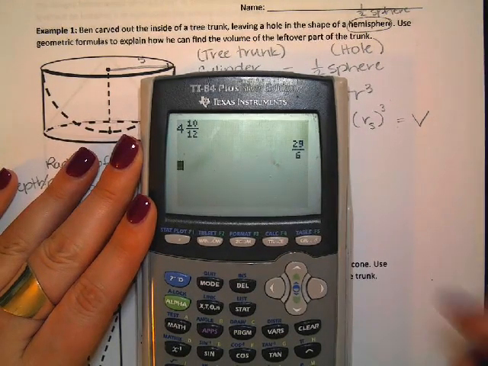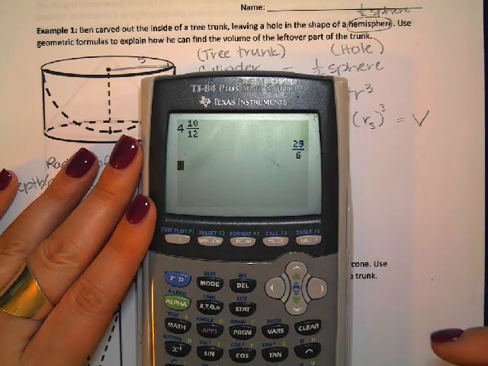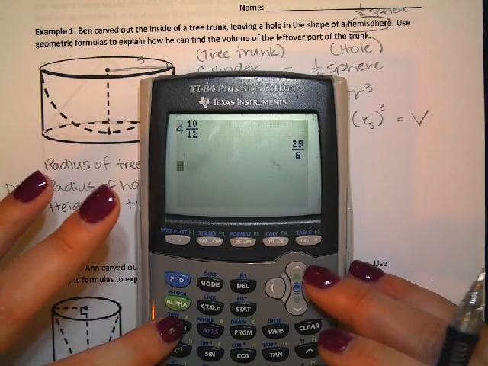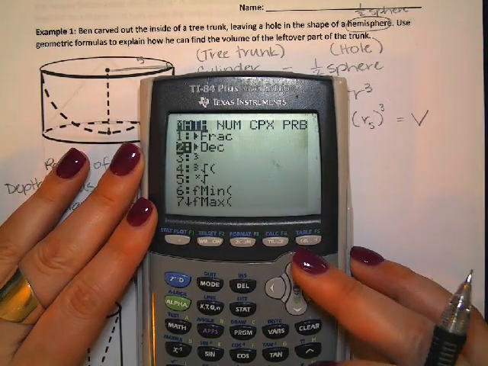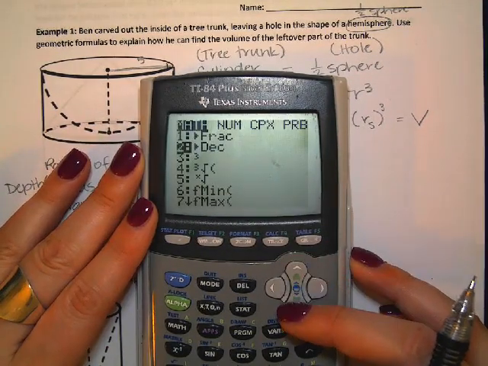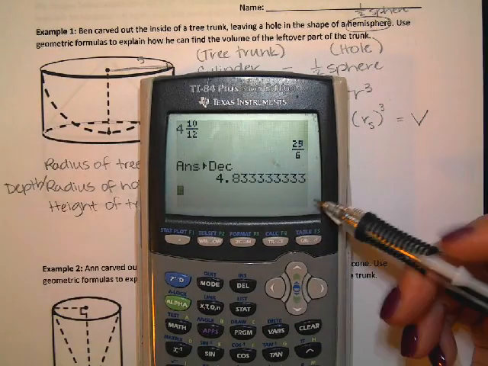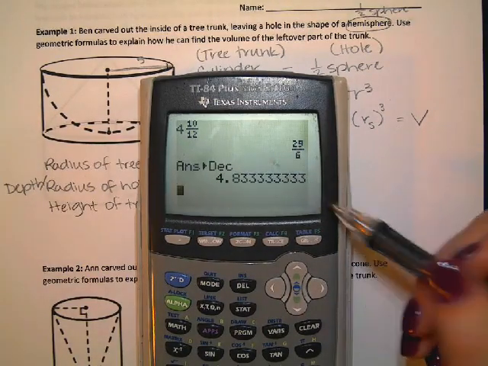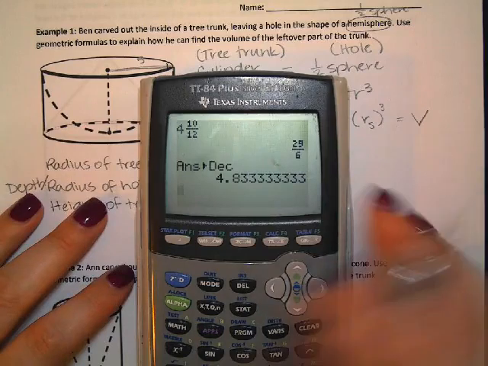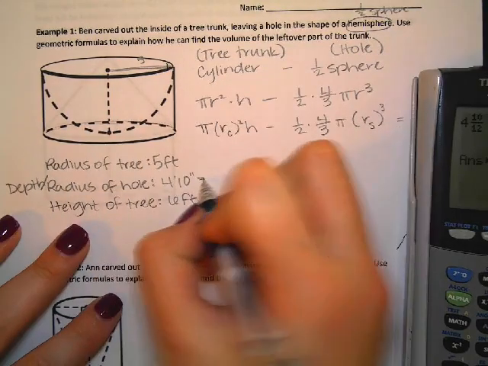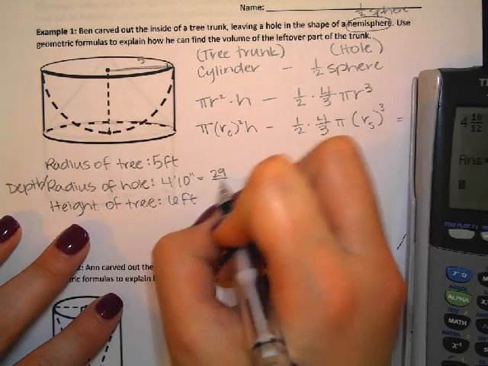And what we're going to do with that, see, it simplified it for you. It made it an improper fraction. If I go ahead and turn this into a decimal, so I hit the math button and then option 2, this is not a good decimal to use because we'd have to round it. So I'm going to go ahead and just use that fraction, 29/6.